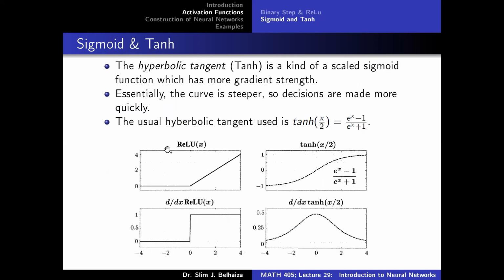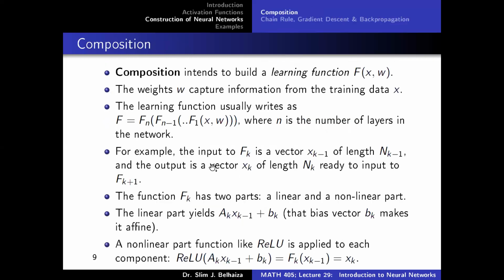The last activation function we'll see together is the hyperbolic tangent function, tanh, which is a kind of scaled sigmoid function, which has more gradient strength. Essentially, the curve here is steeper, so decisions are made more quickly. The usual hyperbolic tangent used is the tanh of x over 2, which writes as e to the x minus 1 over e to the x plus 1. This figure compares the graphs of the Relu and the tanh of x over 2 functions and their first derivatives.